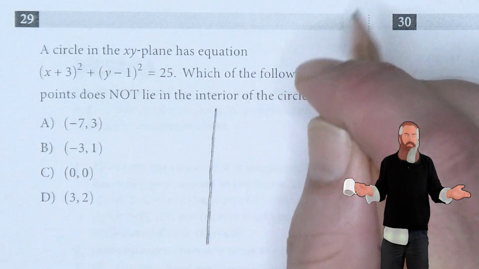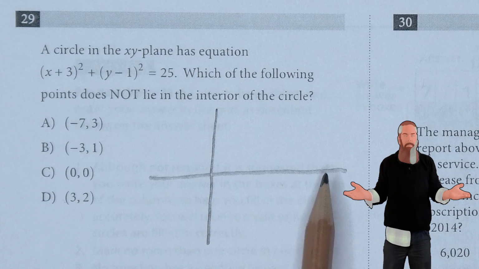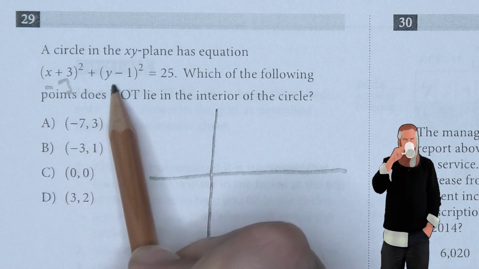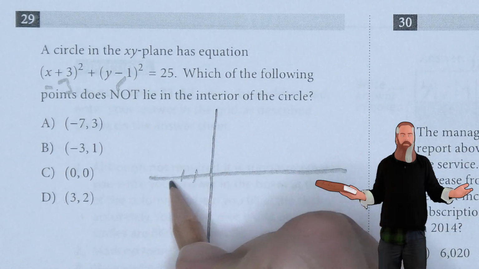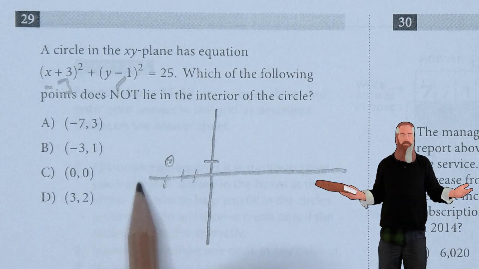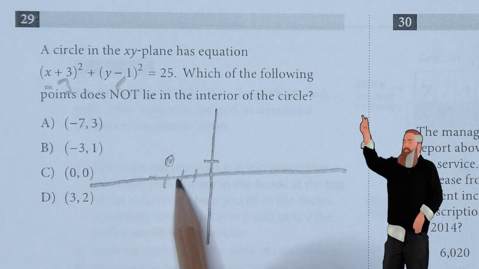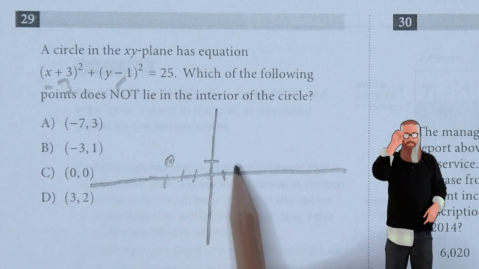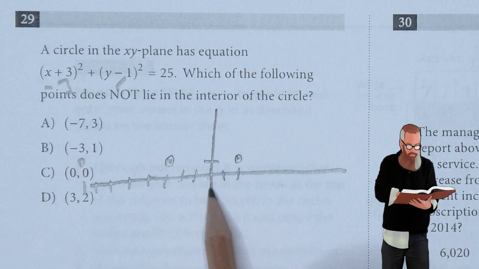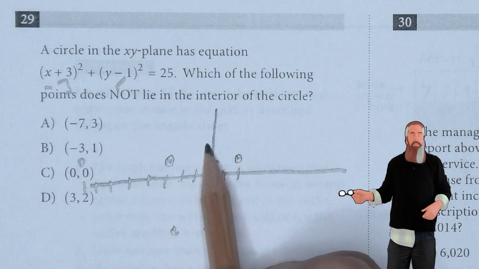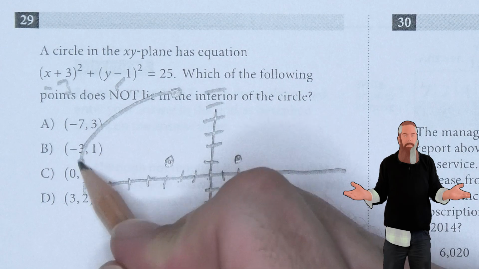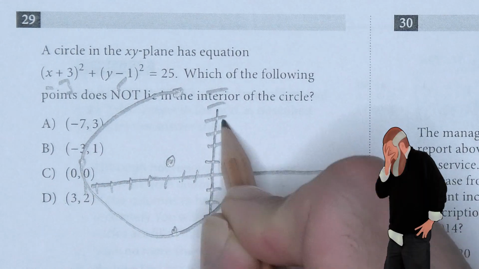So we're going to start by simply making a graph of this circle. Now I can see that it has a center of (-3, 1). So 1, 2, 3, and 1, and there is the center of my circle. It has a radius of 5. So if I went 1, 2, 3, 4, 5 in each direction, I now can basically see my circle in this horribly drawn graph.